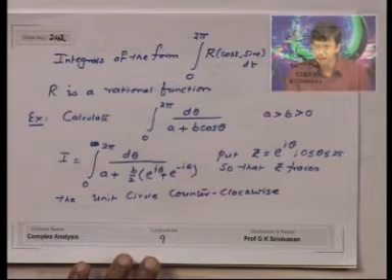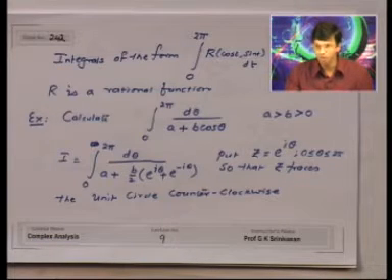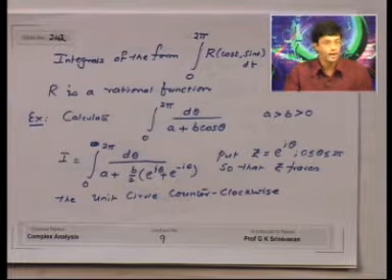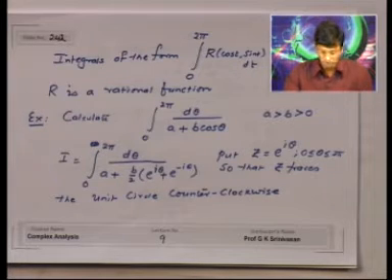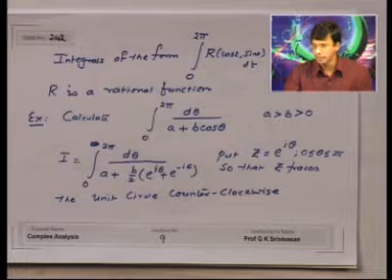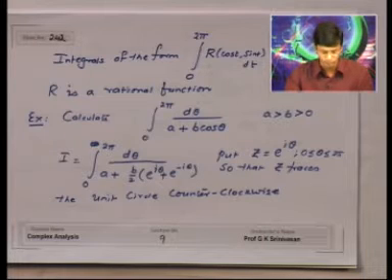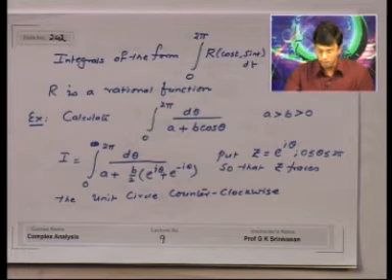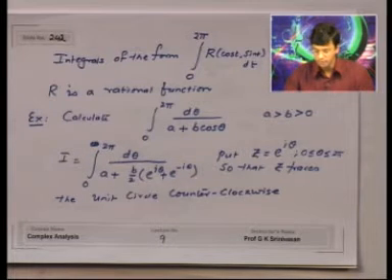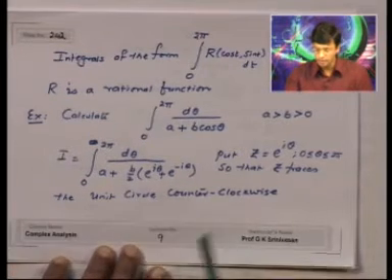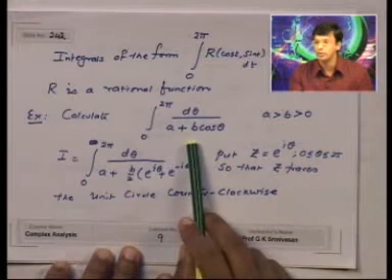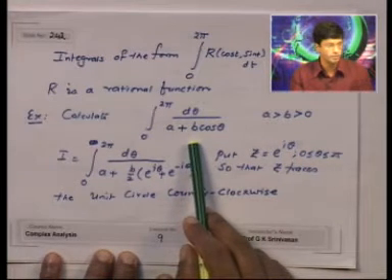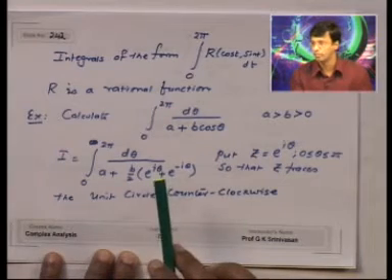Integrals of the form 0 to 2 pi R(cos t, sin t) dt, where R is a rational function. Let us understand the procedure through simple examples. Calculate the integral 0 to 2 pi d theta upon a plus b cos theta, where a is bigger than b, which is bigger than 0. Just write the integral, don't write everything, because you are not going to get time to copy down all the slides.